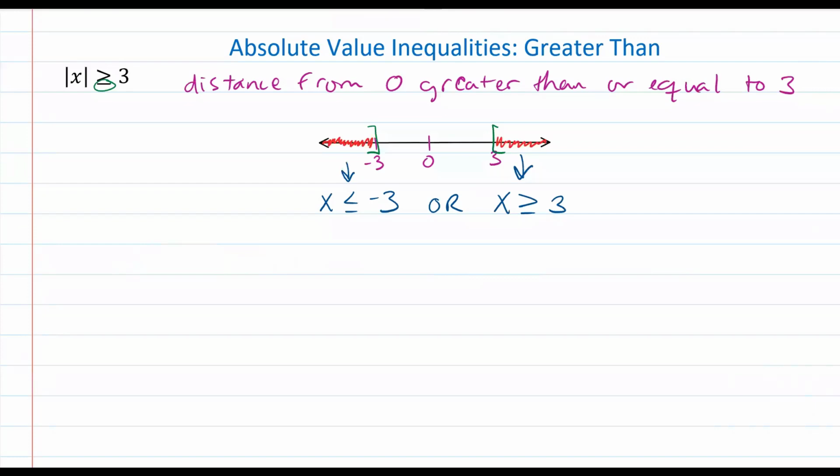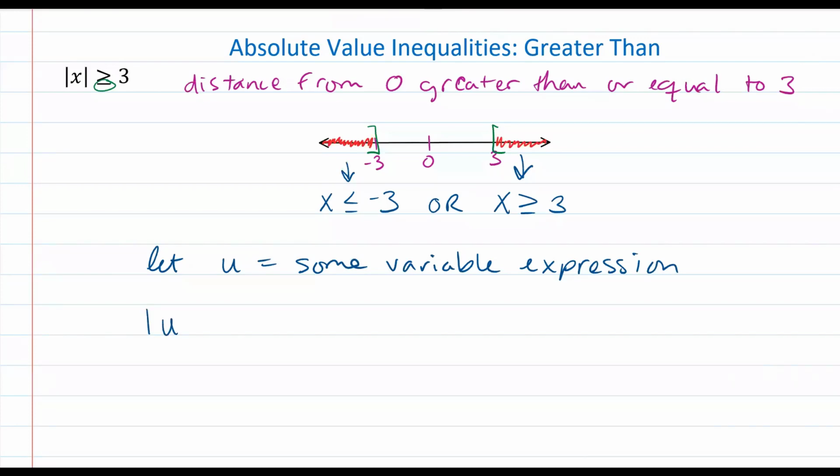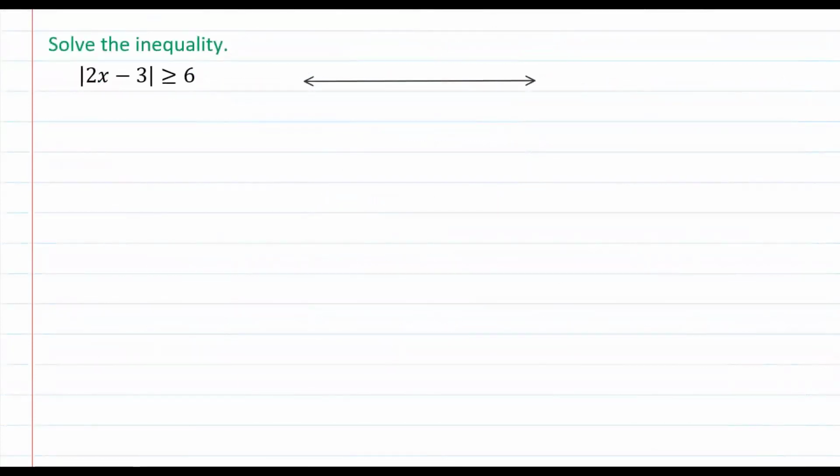So let's use this to come up with a general rule. And we're going to start by letting u equal some variable expression. And what this means is that if we have the absolute value of some variable expression and it is greater than or perhaps greater than or equal to some constant, we'll say a, then this is equivalent to a compound inequality. u is greater than a, or u is less than the opposite of a. Now let's go ahead and apply that rule to this inequality.